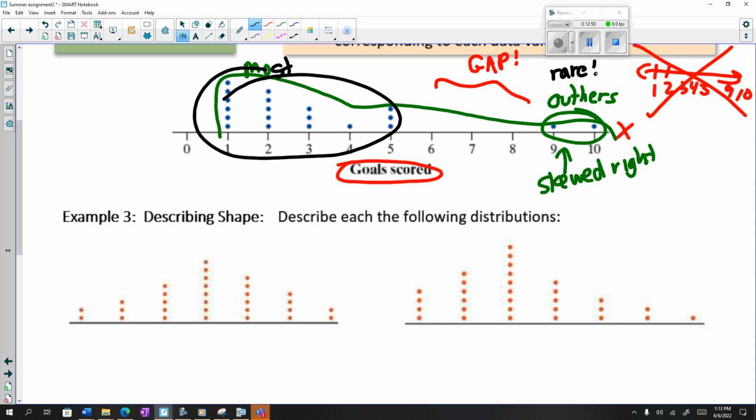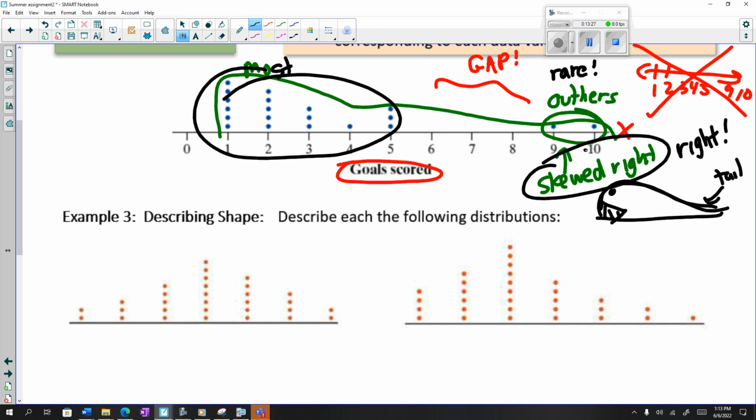So these outliers are pulling the mean, or the average, up, which means that it's skewing the data toward the right. So this is skewed right, and you can picture a whale, and if the whale has a tail, the tail is on the right, it's skewed right. So this is like a whale or a fish with a tail, and the tail is on the right, skewed right. So wherever the tail is, that is the direction of the skew. So this is called skewed right.